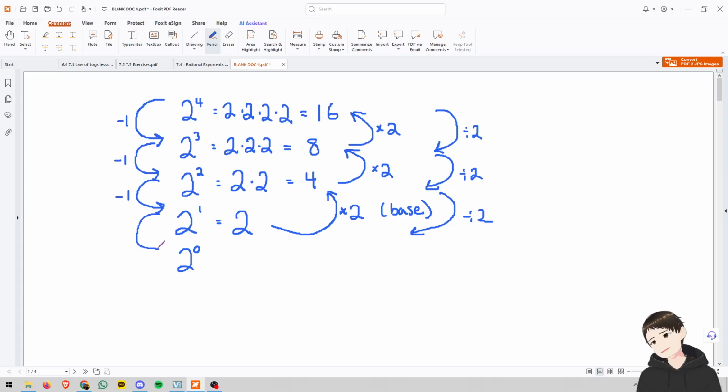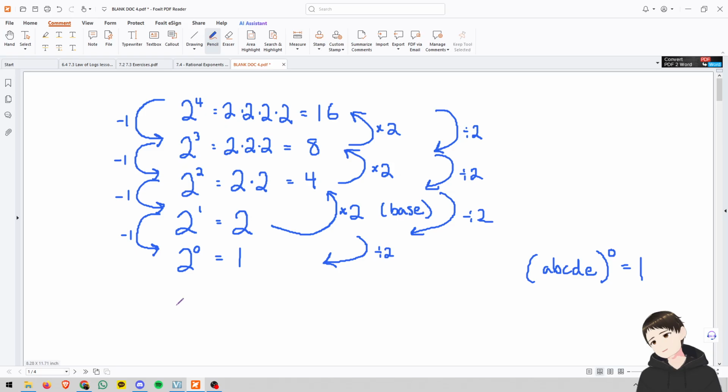So follow the pattern. If I go down another exponent, divide by 2, divide by 2, divide by 2. This would be 2 divided by 2, and I get 1. And that checks out. If you remember, a, b, c, d, e, all to the power of 0, anything is equal to 1.